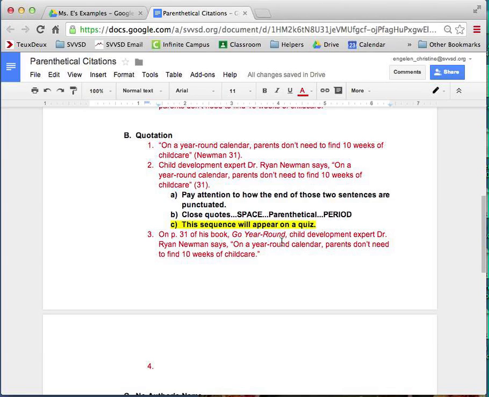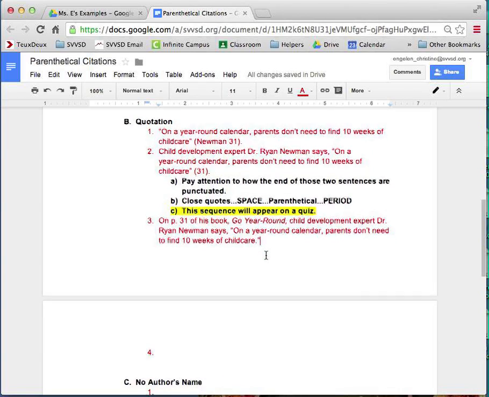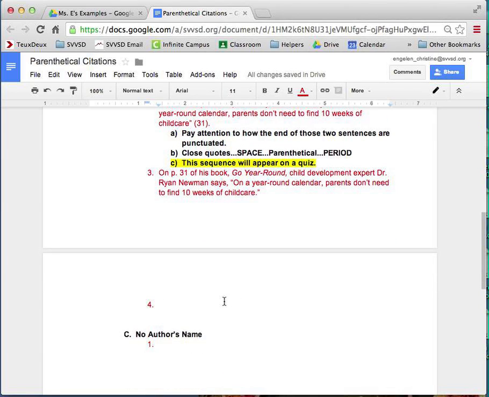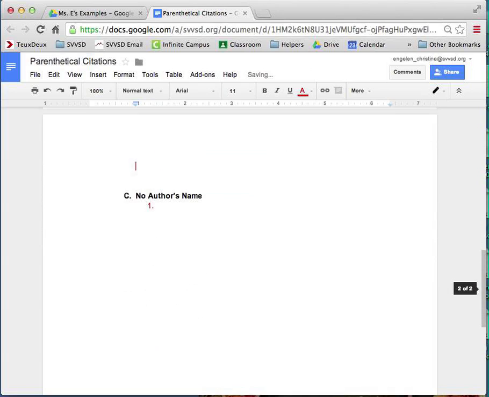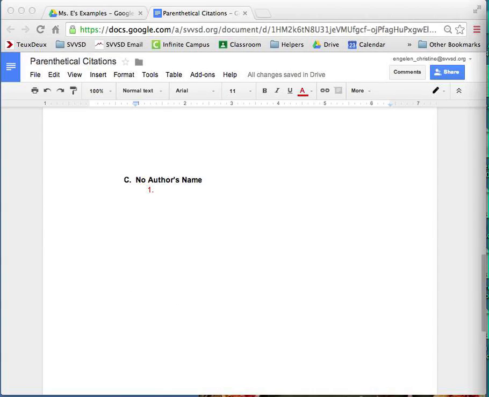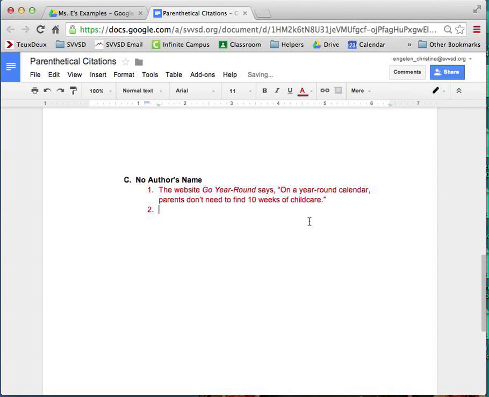Got it? Okay, now a bunch of you have got sources where not only is there not necessarily page numbers, but there might not even be an author. Okay, so let's say that Go Year Round, Dr. Ryan Newman's book, is actually a website. I could either write it in the sentence this way, which is kind of the easiest way to do it. The website Go Year Round says, "On a year-round calendar, parents don't need to find 10 weeks of childcare," and that's it, I'm done. I don't need a parenthetical because I've already put the name of the website in the sentence, and there's no page number to even mess with.